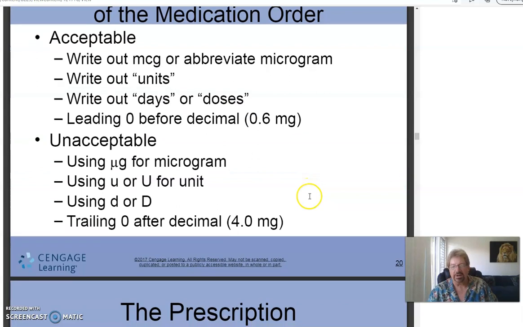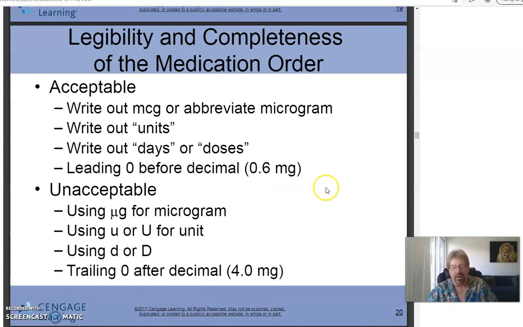Now, guys, doctors are famous for having terrible handwriting. I don't know how these pharmacists sometimes can. But I guess if they have to, they just have to call over and say, Doc, what is this?